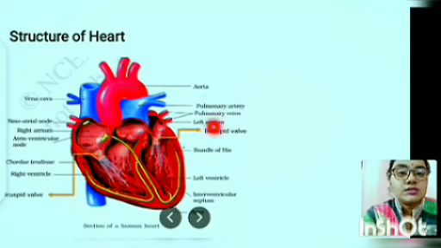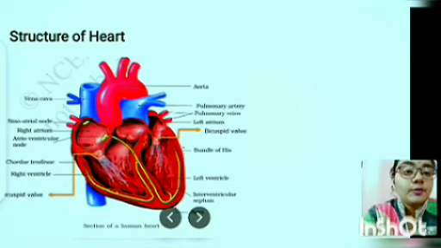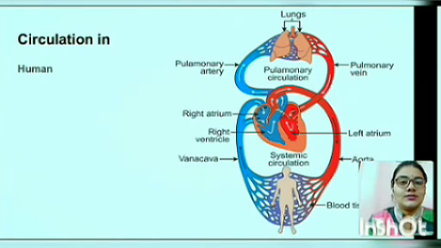Here you can see the structure of our heart. The upper portion is known as the atrium and the lower portion is known as the ventricle. So this is the right atrium and this is the right ventricle, this is the left atrium and this is the left ventricle. Here the whole circulation is drawn within a figure where you can see the pulmonary circulation and systemic circulation together. So this is known as the double circulatory system.